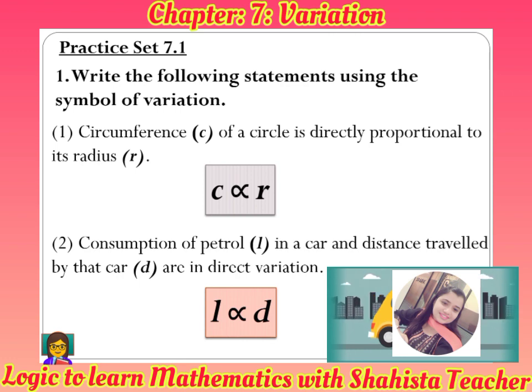Consumption L is given and distance of the car D is given, so here we only have to represent the symbol of variation. So here we present L varies D. These two basic examples represent the symbol of variation, which we have learned in practice set 7.1 question number 1. Here we saw the variation symbol. We are going to use this variation symbol in other sums also, but we will add some new things which we are going to learn in the new questions, that is question number 2 and question number 3.